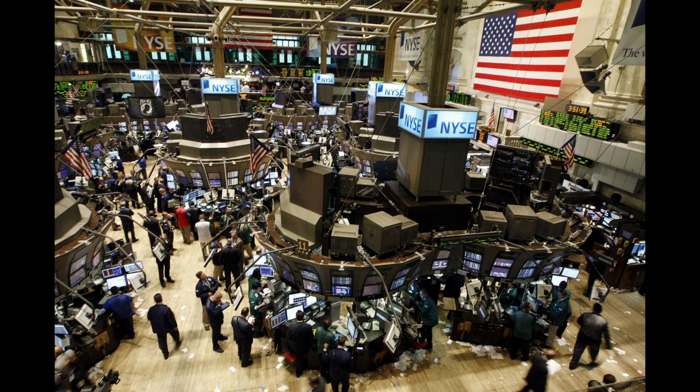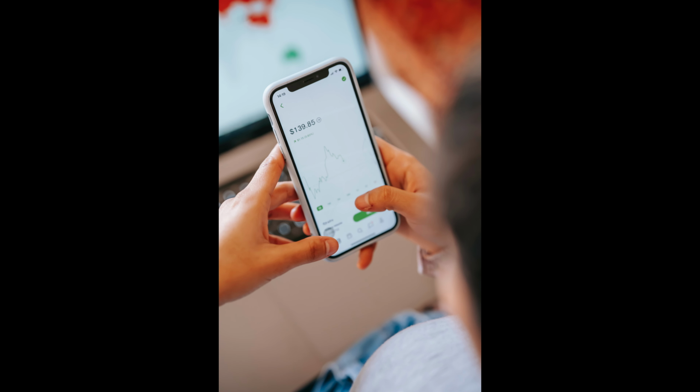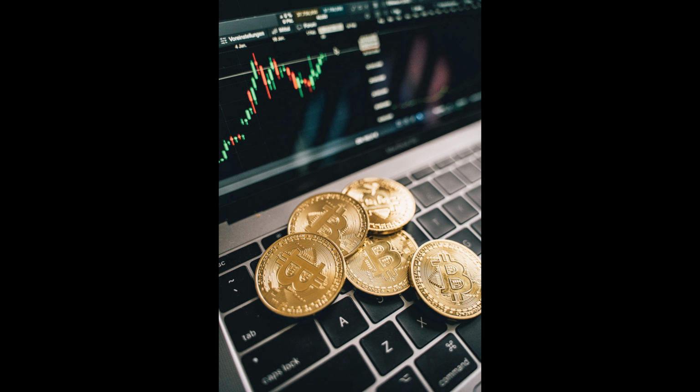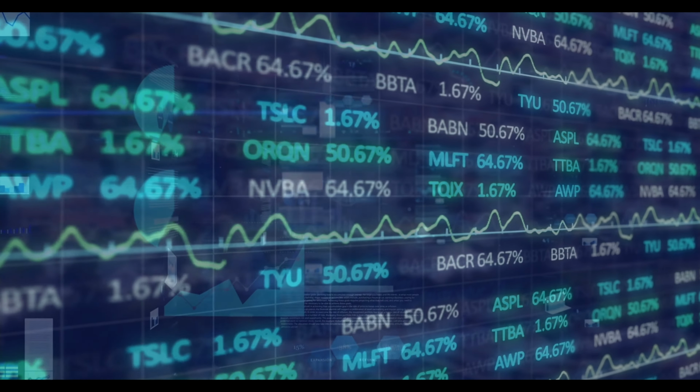7. Risk management and position sizing. Managing risk is paramount in day trading. Never risk more than you can afford to lose, and always determine your position size based on your risk tolerance. Implementing stop-loss orders is crucial to limit potential losses in case the market moves against your position.